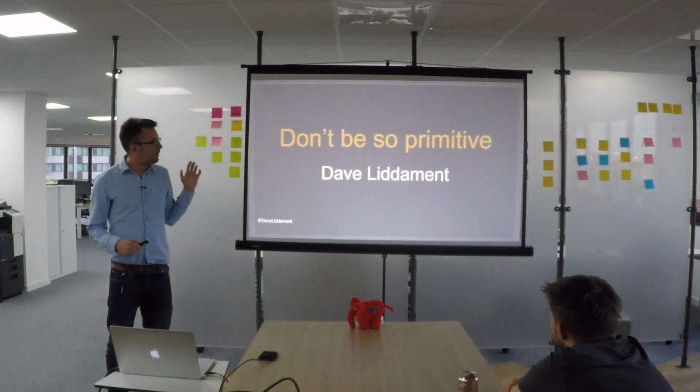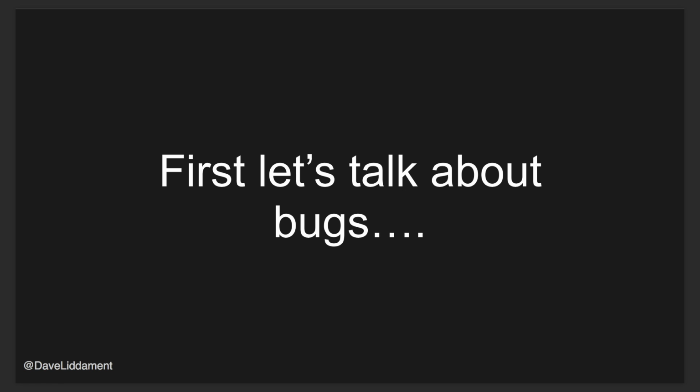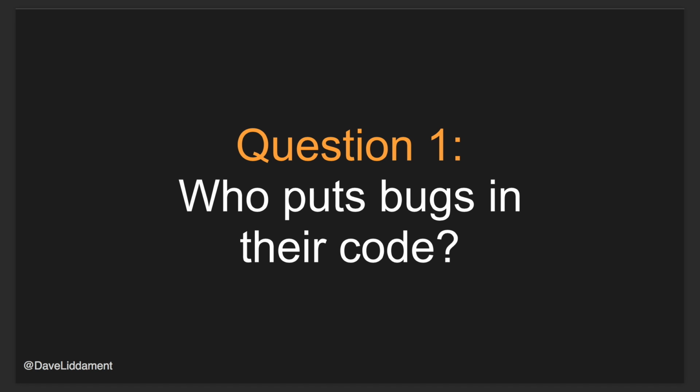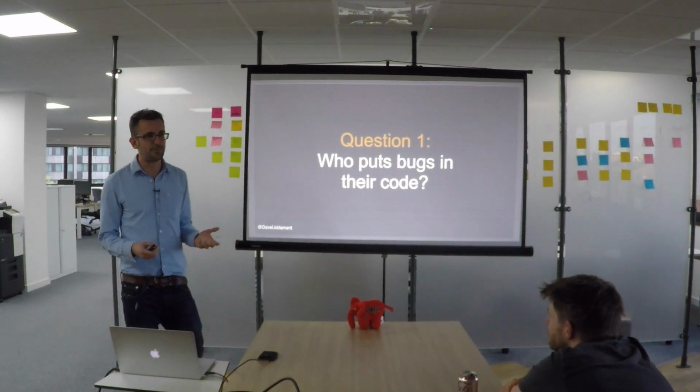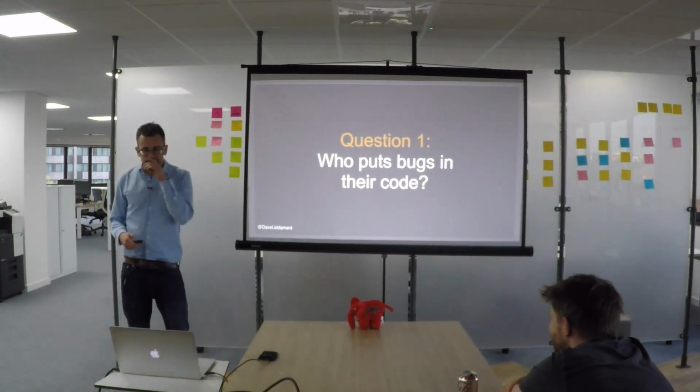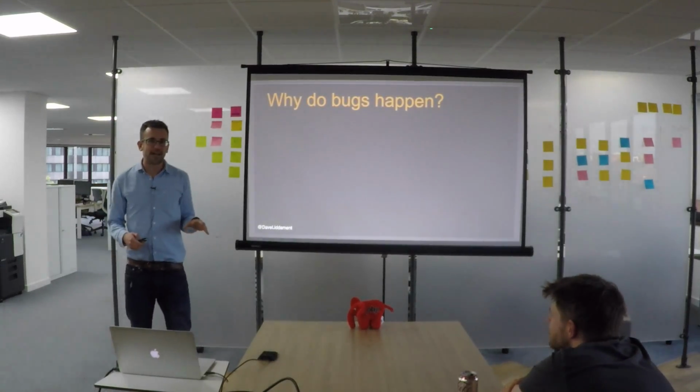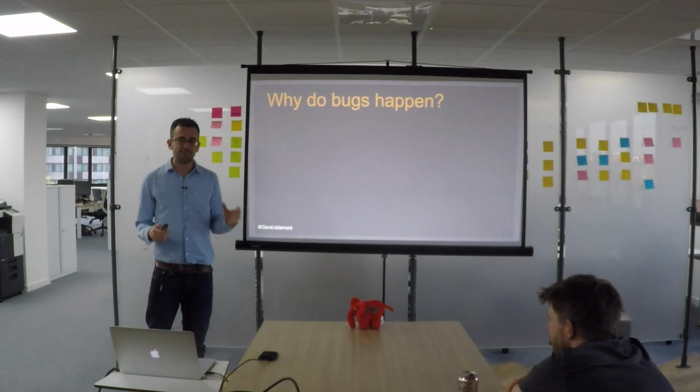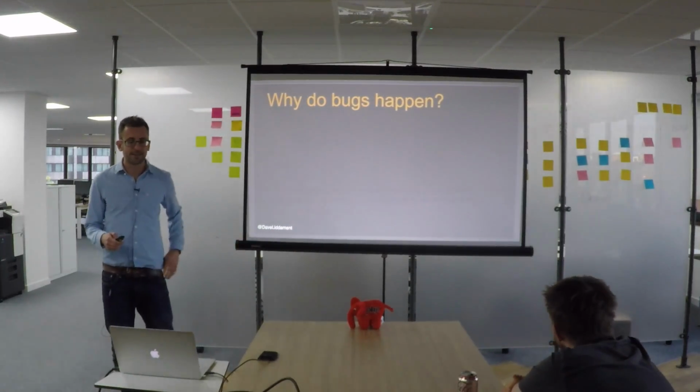But before we start, let's talk about bugs. Question one, who puts bugs in their code? Maybe not deliberately, but pretty much everyone probably puts bugs in their code. And I was thinking, why do bugs happen? And I drew this Venn diagram, and I showed it to someone, and they agreed with me.